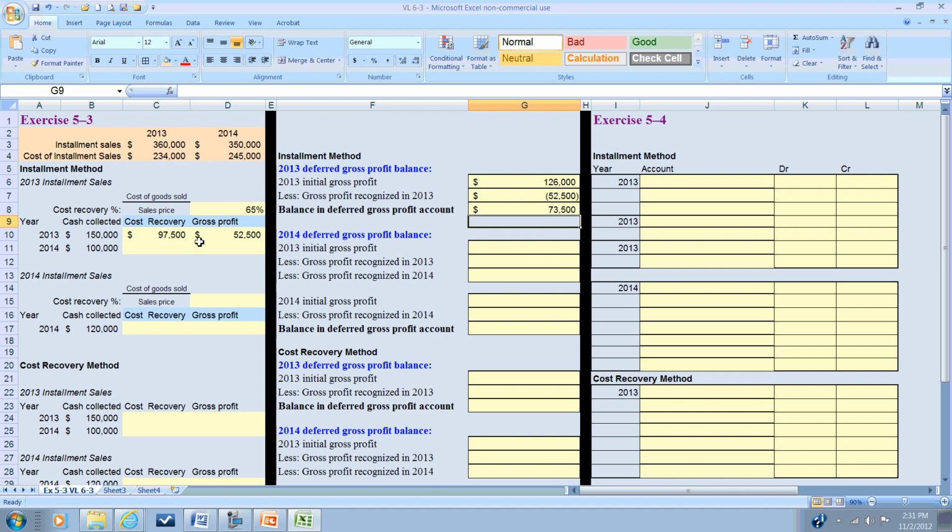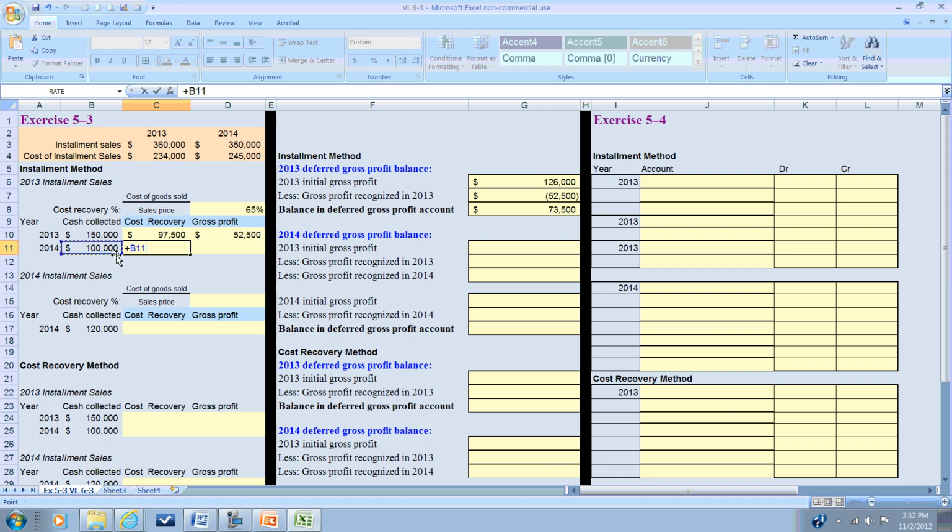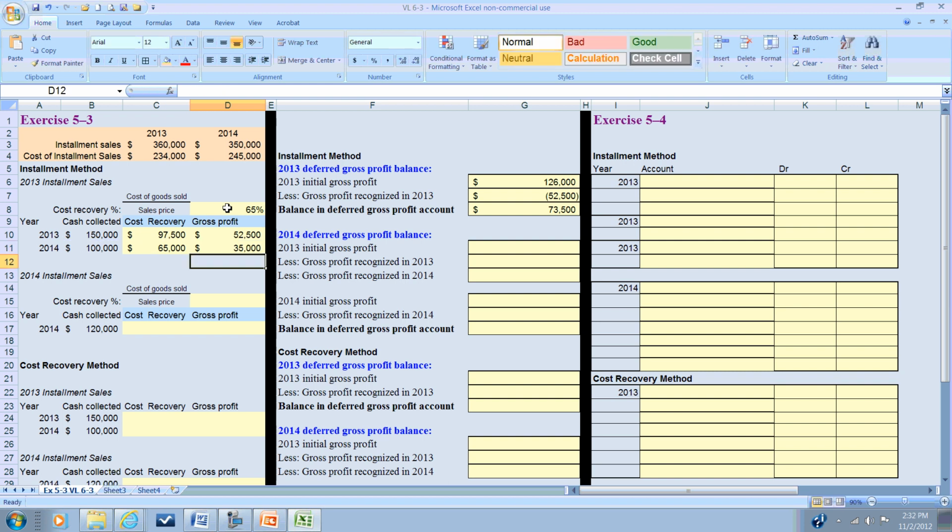Now in 2014, we collect an additional 100,000 off of the 2013 sales. So in the next period, our customers send in $100,000. So the cost recovery is going to be the $100,000 times the cost recovery percentage, or 65,000, and the amount of gross profit that we're going to recognize in 2014 is 35,000.